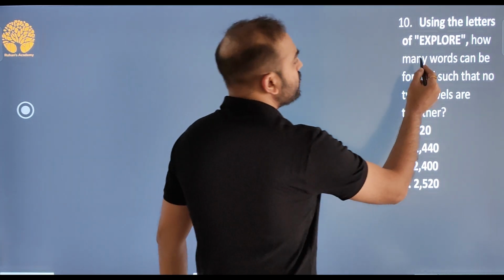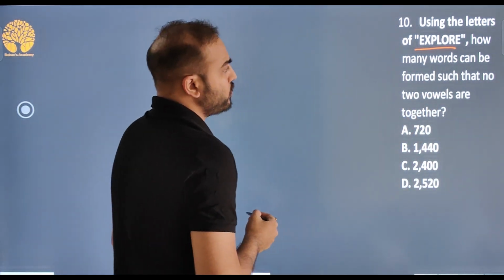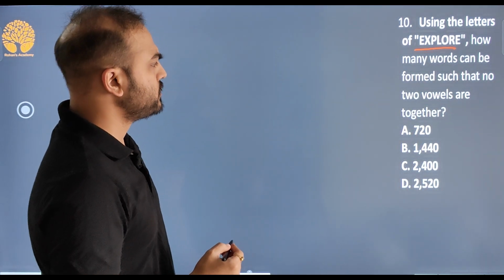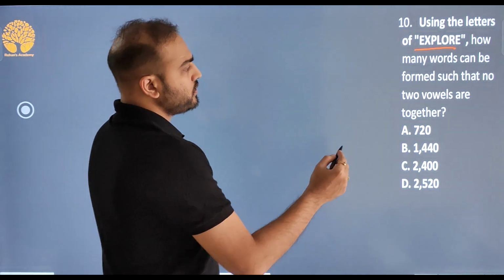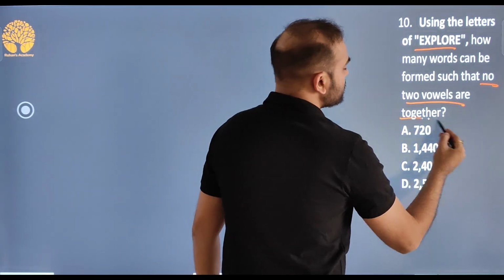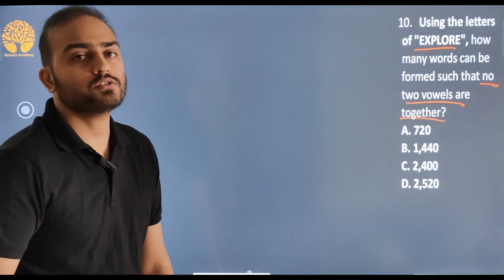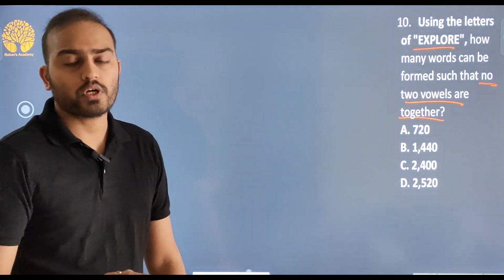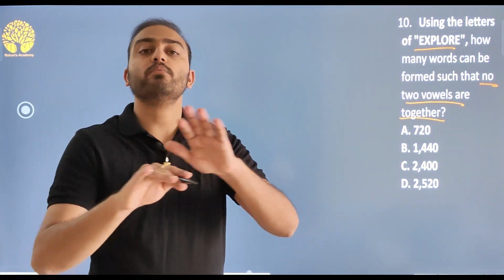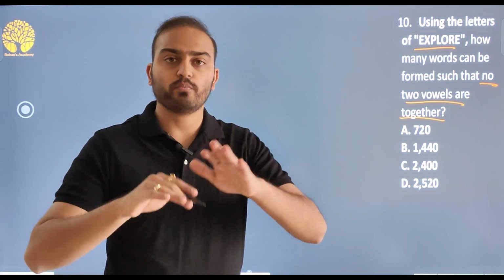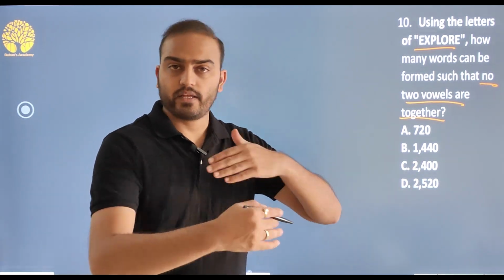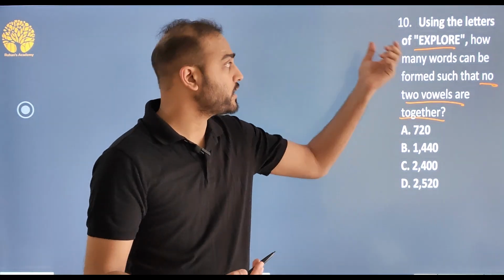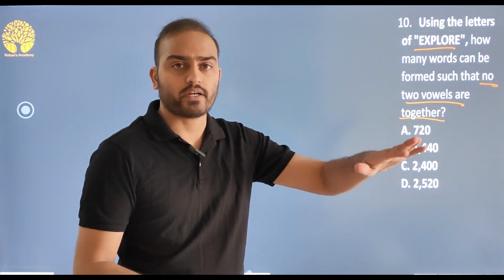Okay, we have the letters of the word EXPLORE. That's a 7 letter word. Now we want no two vowels together. So we want no two vowels to come together. That means all the vowels have to come separately, right? They have to come separately. Even two vowels, E and E can't come together, E and O can't come together, they have to be separate.